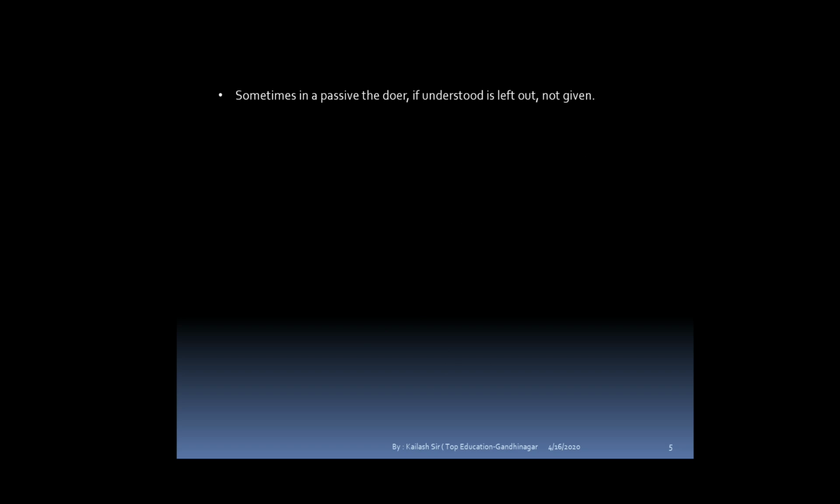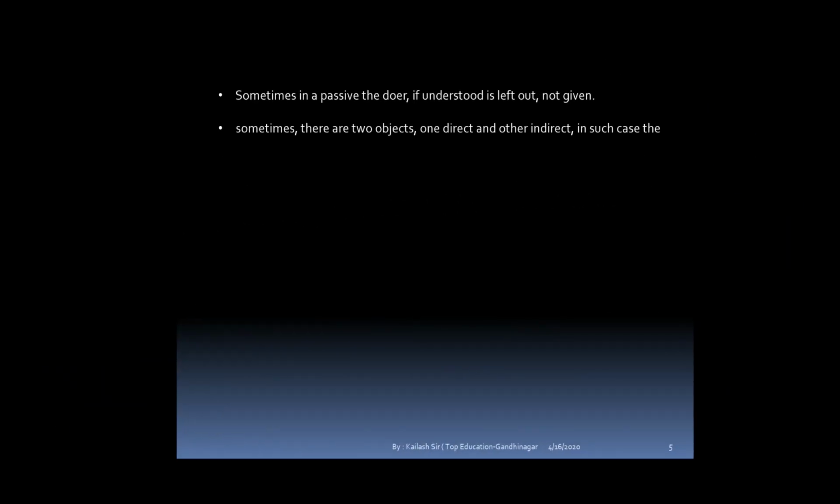Sometimes in a passive, the doer, if it is understood who it is, is left out, not given. Sometimes there are two objects, one direct, another indirect. In such a case, the passive can be formed of both the objects.